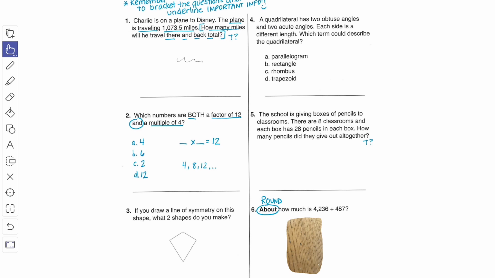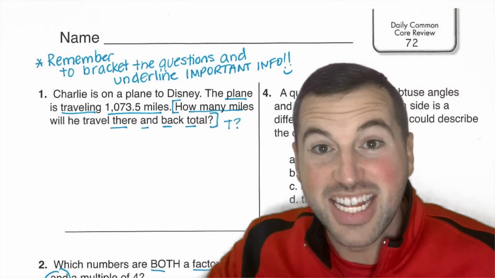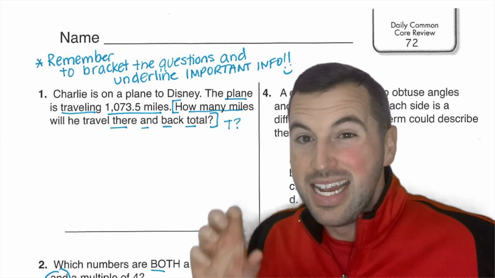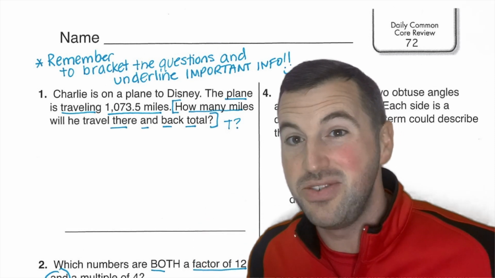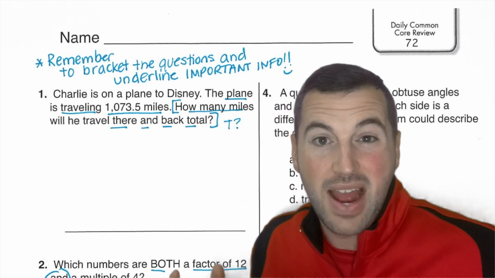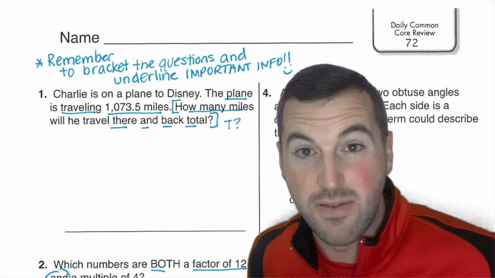Once it is saved in your photos, you can go to your Class Dojo and click portfolio and find the to-do list item for Daily Common Core Review number 72 and post the photo to that folder. Now let's do a quick setup of the Daily Common Core Review just like we would in class. It'll be a little quicker though because you can't really watch this while having your Daily Common Core Review out, so it's just a quick overview.